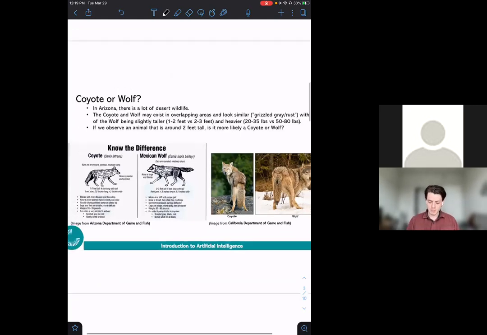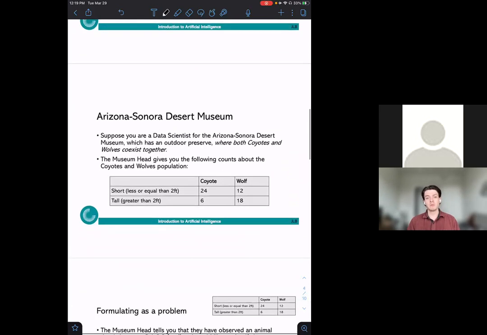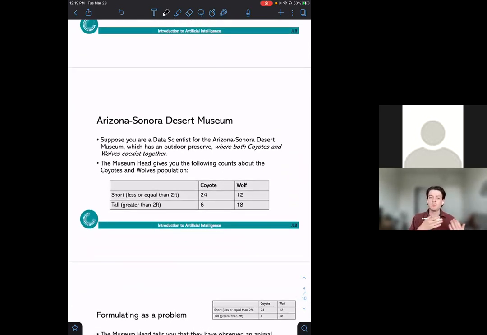And we'll be using the Arizona-Sonora Desert Museum, which is an outdoor nature preserve and zoo near Tucson, Arizona, in Pima County. This is a fake data set, but we're going to suppose that we're a data scientist for the Arizona-Sonora Desert Museum, and we have both coyotes and wolves that coexist in the same environment.